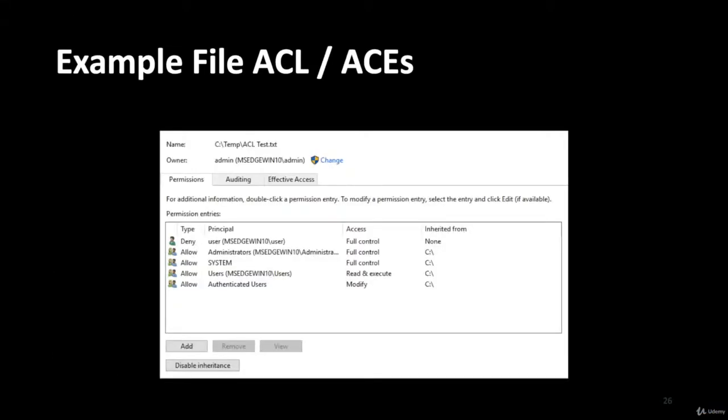Here's an example ACL for a file. We can see that the owner of the file is the admin user, and there are a few ACEs defined. The first ACE denies all access to the file to the user. The next 4 ACEs define various access rights to users and groups, but all are actually inherited from the C directory.